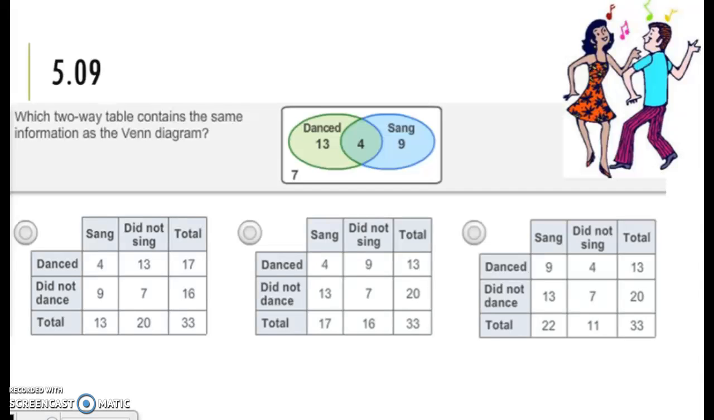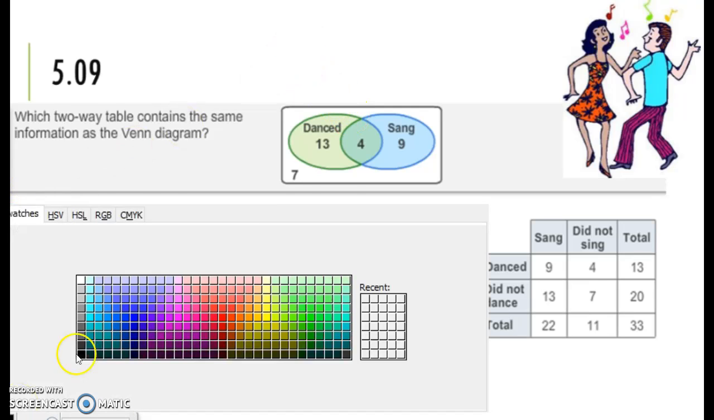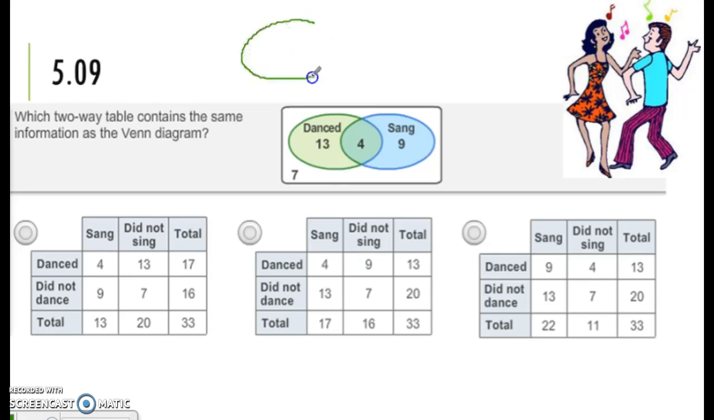Which two-way table contains the same information as the Venn diagram? Okay, so anytime I'm given a Venn diagram, first I like to imagine splitting the circles apart. So I'm going to kind of draw my own green circle up here, or green oval.